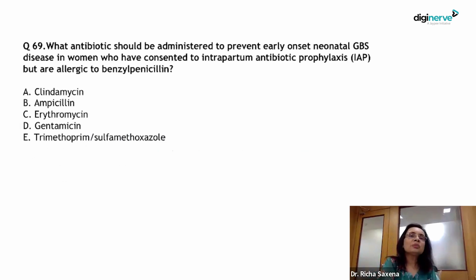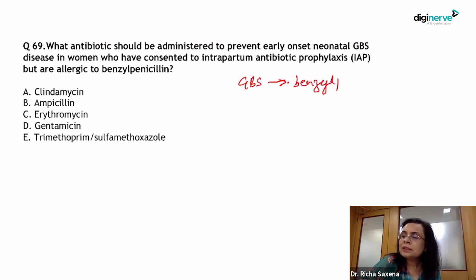What antibiotics should be administered to prevent early onset GBS disease in women who have consented to intrapartum antibiotic prophylaxis but are allergic to benzyl penicillin? Again, GBS infection, make sure you read the GTG guidelines pertaining to GBS. Very, very important from the perspective of the MRCOG exam because GBS is the most common cause of mortality amongst the newborn babies in the UK.